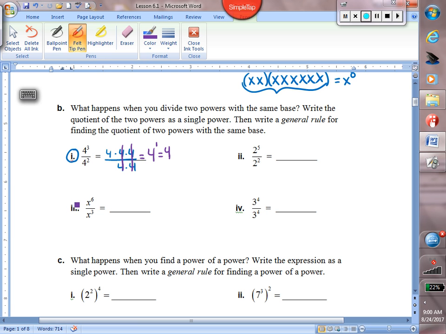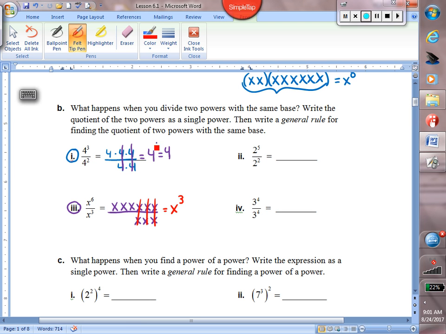Let's take a look at part 3. X to the 6th, we're going to multiply x 6 times. X to the 3rd, we're going to multiply x 3 times. Since we're dividing, x divided by x is 1, x divided by x is 1, x divided by x is 1. So I'm left with x to the 3rd power. Now we don't want to have to take the time to expand them out, so let's see if we can come up with a shortcut, like we did for multiplying.